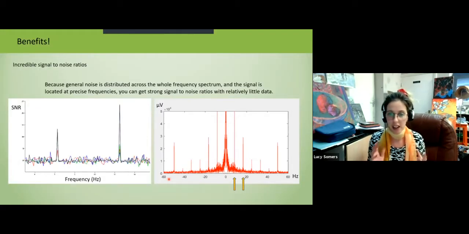So as I mentioned, with SSVEP, the signal-to-noise ratio you can get within a short testing frame is very exciting. So here you can see after a short testing session, I was able to get signal-to-noise ratios of 15, 20 and higher. And you can see these peaks here.